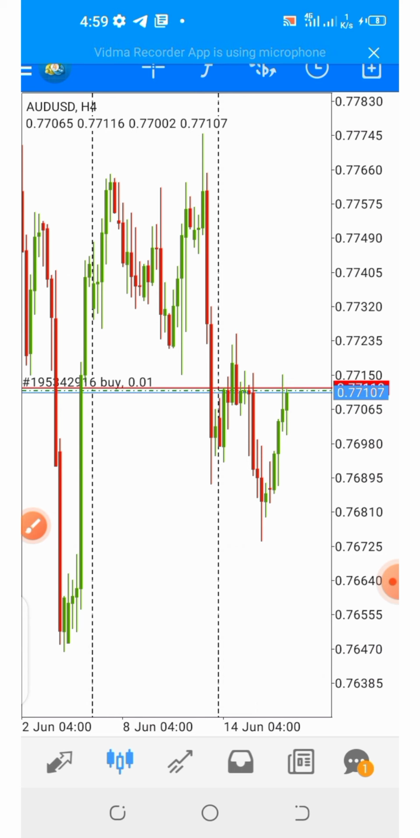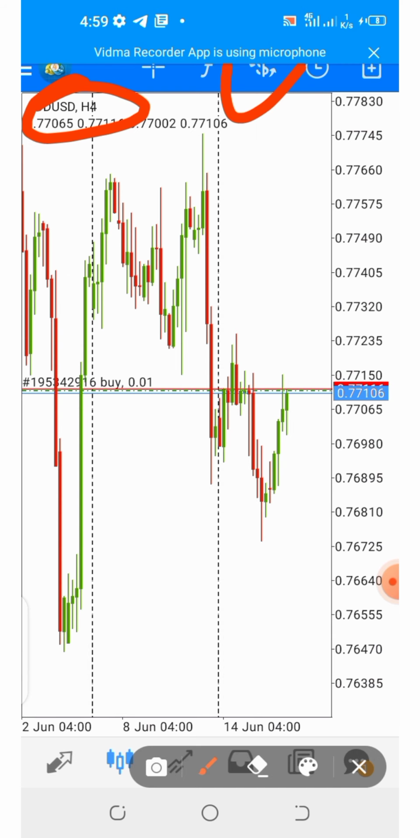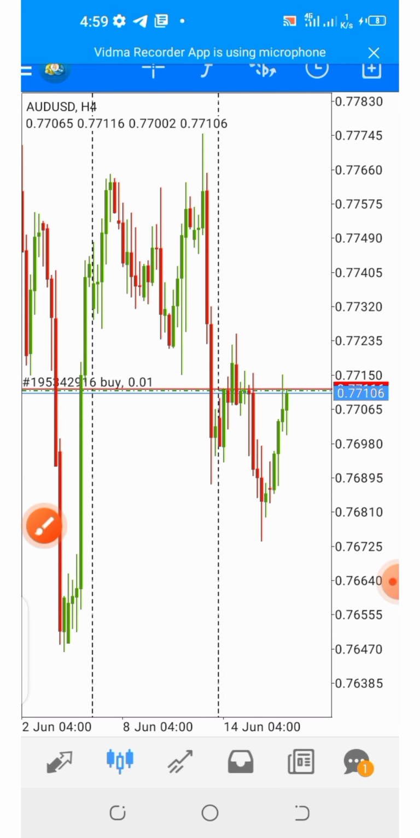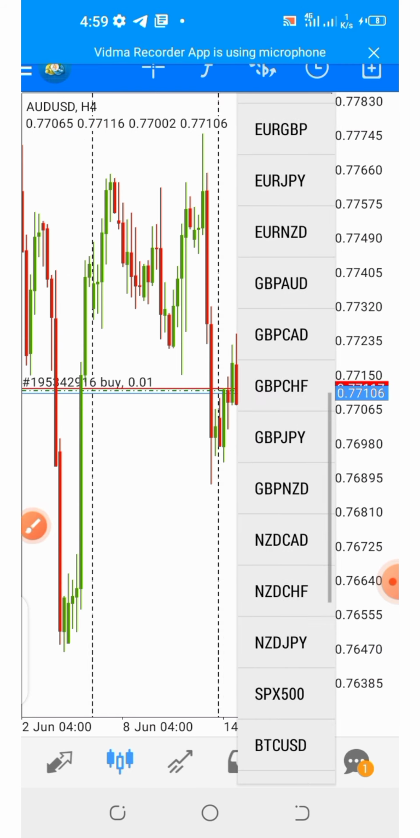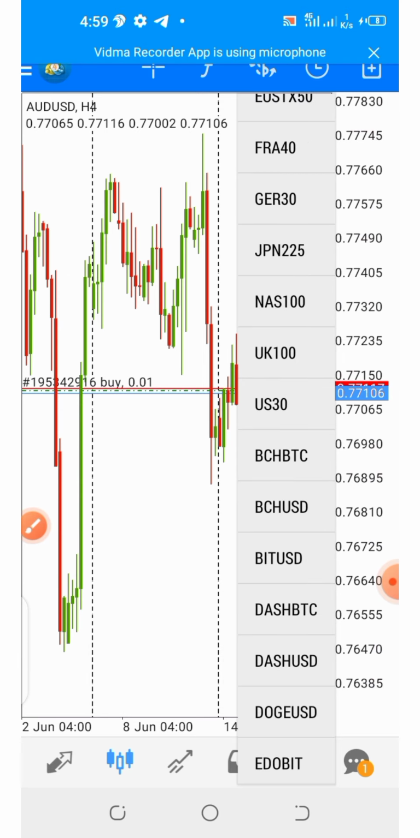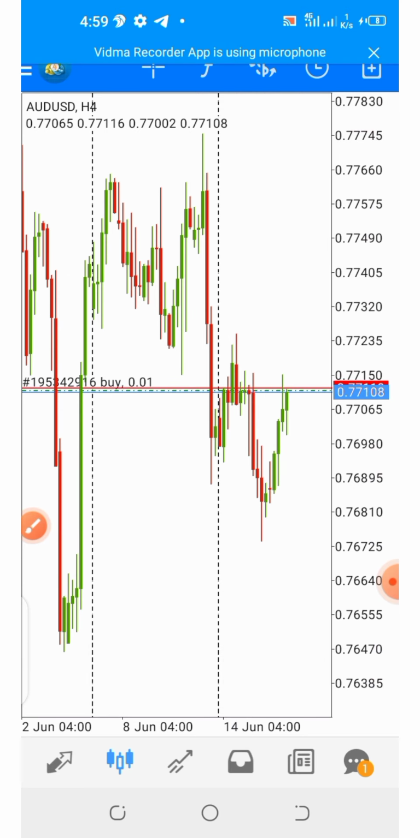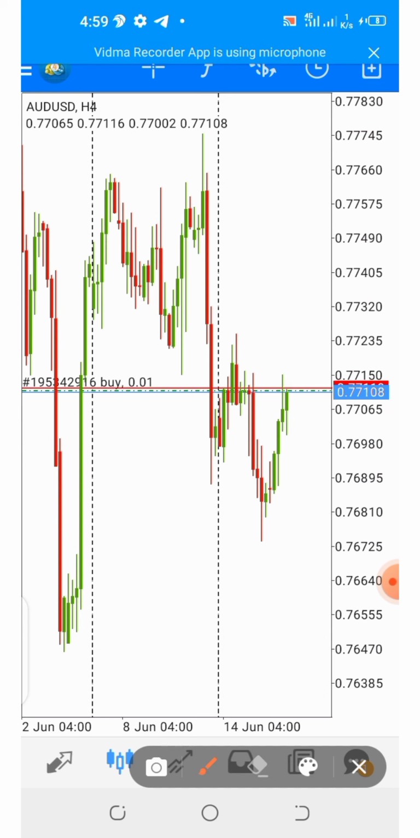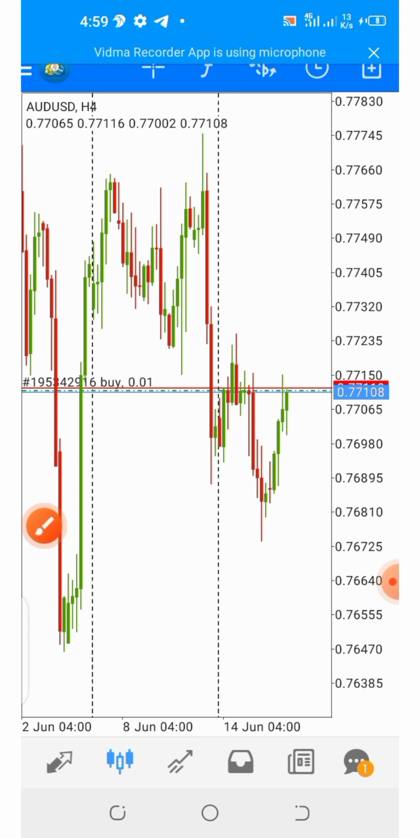Now the next is you change the currency to the currency you want. Here we have the AUD USD 4-hour chart, so we can change it using this method. Just click here and select the currency. Remember, if you do not add the currency at this point, you will not be able to see it there. So the first thing is you must add the currency. If you don't see it, you go back and add the currency.